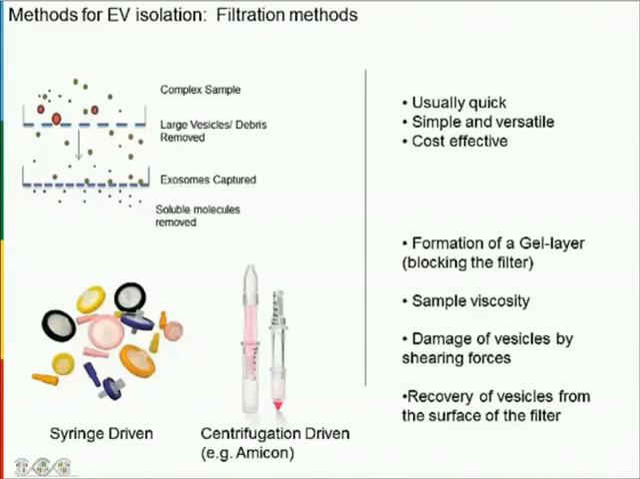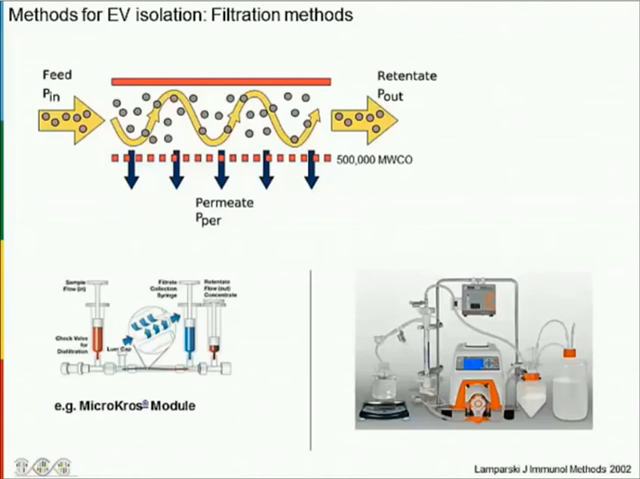There's other types of filters available. This is a depiction of diafiltration, I think some people call this, or tangential flow filtration, where we have a hollow fiber as the filter. The pore size will be chosen to trap exosomes. Solutes will come out as the permeate, and you will recycle your exosomes. They go round and round and round into this hollow fiber.